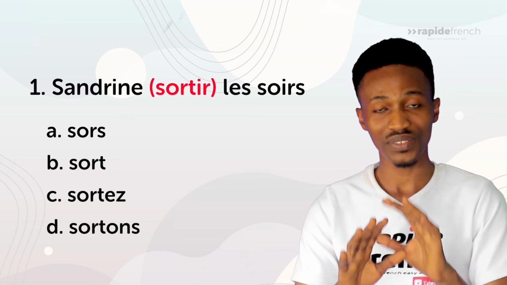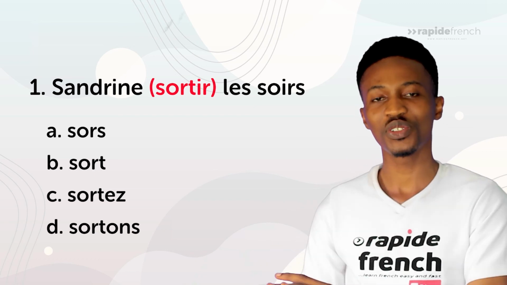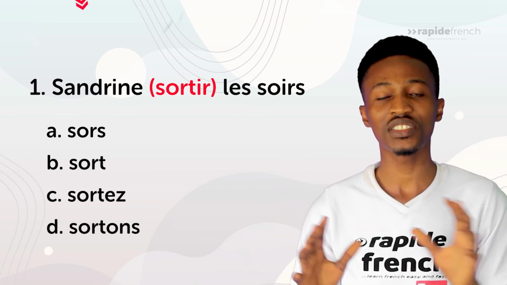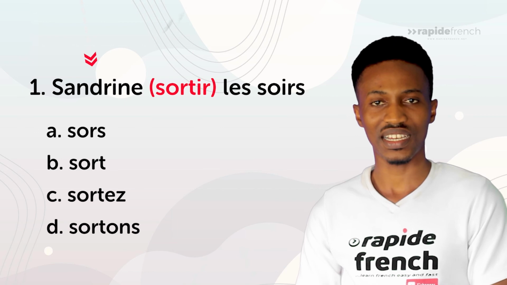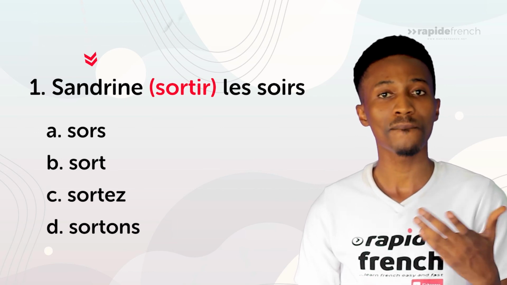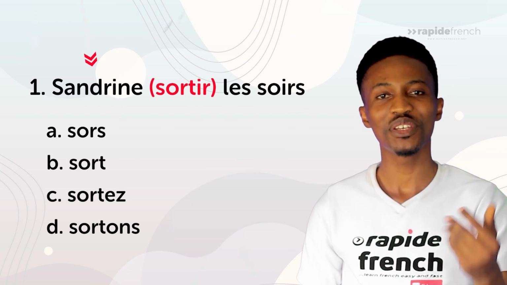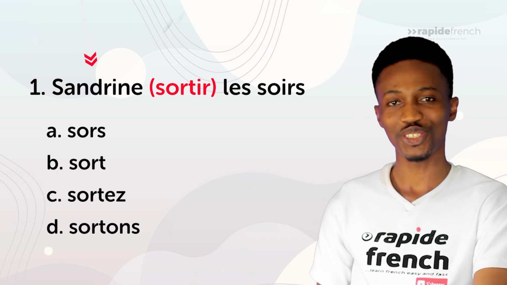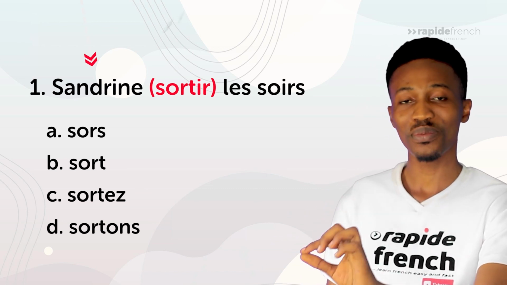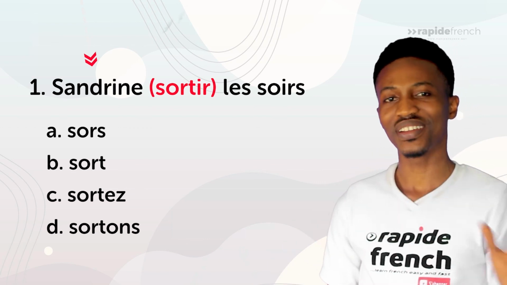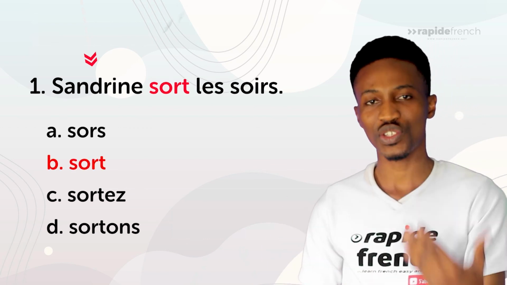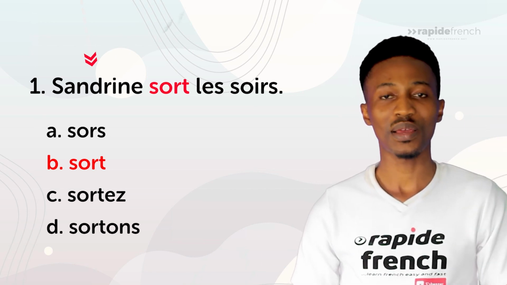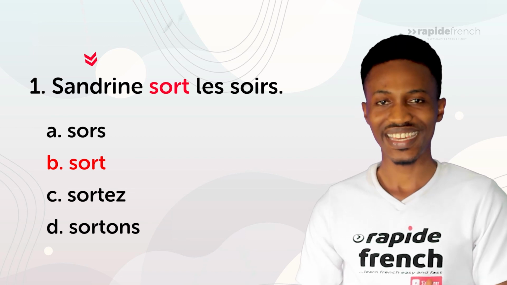In this case, the first thing you need to do is ask yourself: Sandrine is a noun, so how do you change it to a pronoun? Which pronoun will it take? Je, tu, il, elle? Elle, because elle means she, and Sandrine is a lady. The next thing you need to do is write the conjugated form of the verb that goes with elle and fill it in the space. So we have Sandrine sort, with the T, sort les soirs. That means Sandrine goes out every evening.